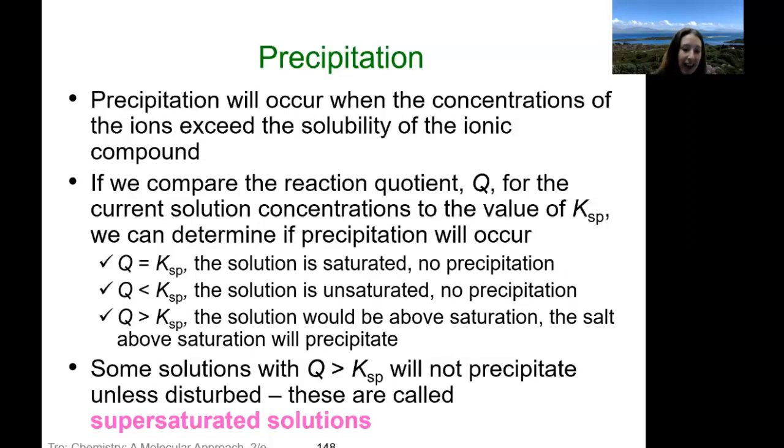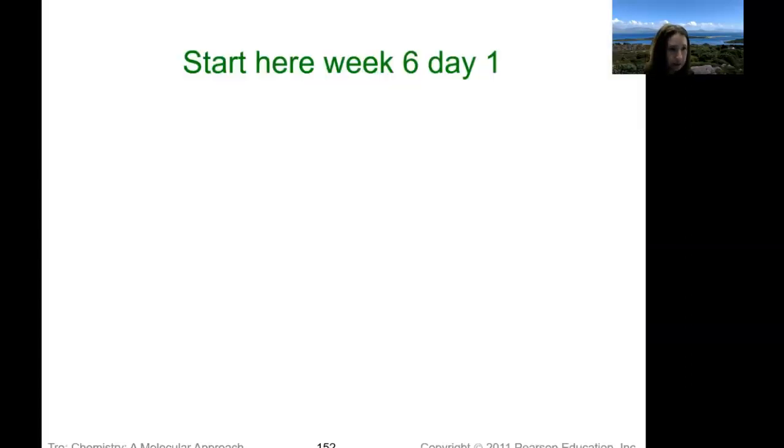The maximum amount is dissolved. If Q is less than K, it's unsaturated, so nothing will settle out, right? So there won't be a precipitation. If Q is greater than K, then we're above the saturation point, and that means we're going to have an insoluble solid that's going to settle to the bottom. So we need to remember these, because what we're going to do now is figure out, will something precipitate or won't it?